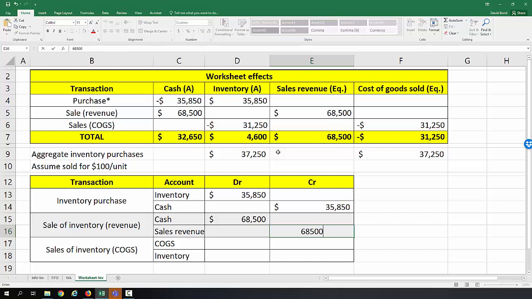and sales revenue is increasing, and sales revenue being an equity item, equity increases with a credit, so we have a 68,500 credit. Cost of goods sold is an expense item, and expenses increase with a debit, so cost of goods sold increases 31,250, and inventory, which is an asset, as it's sold, it reduces, and an asset reduces with a credit, so 31,250. And that would be the set of journal entries for what we did up here.